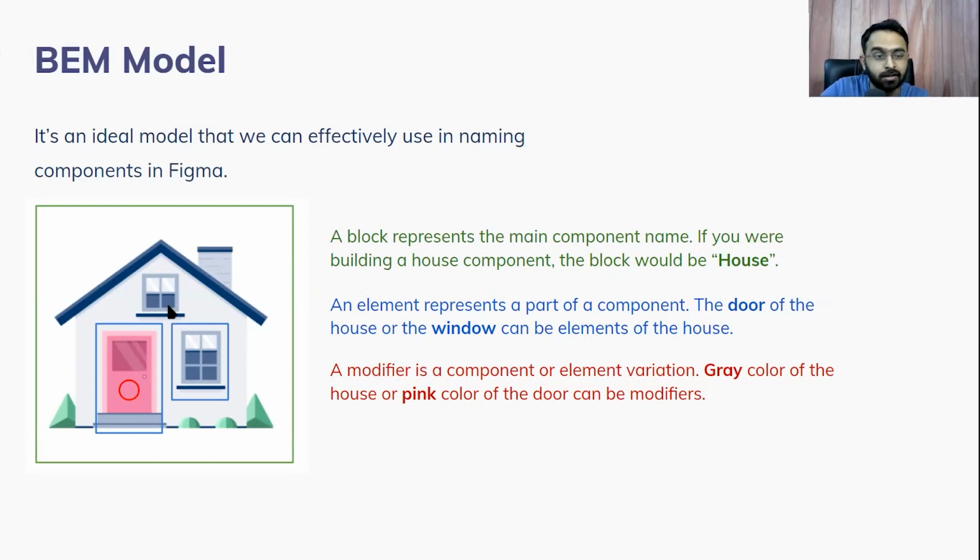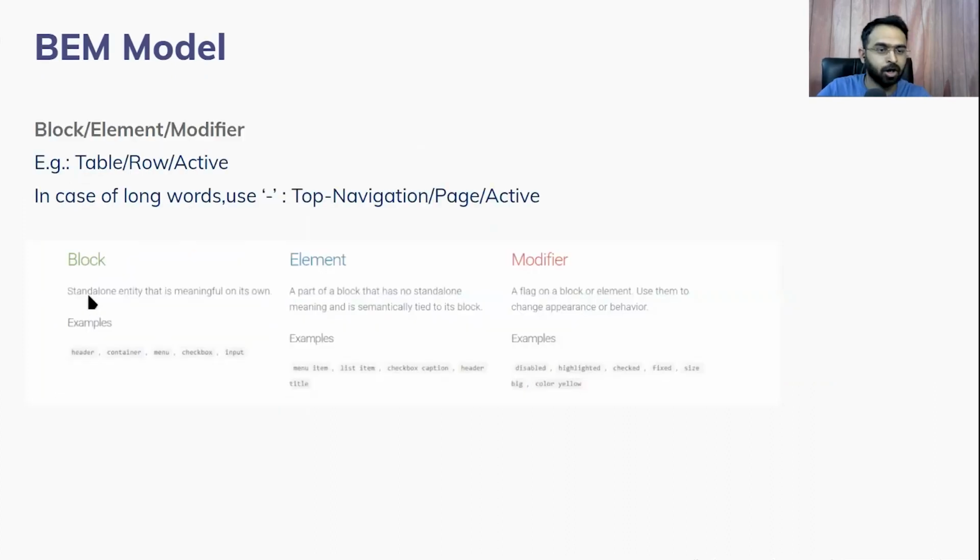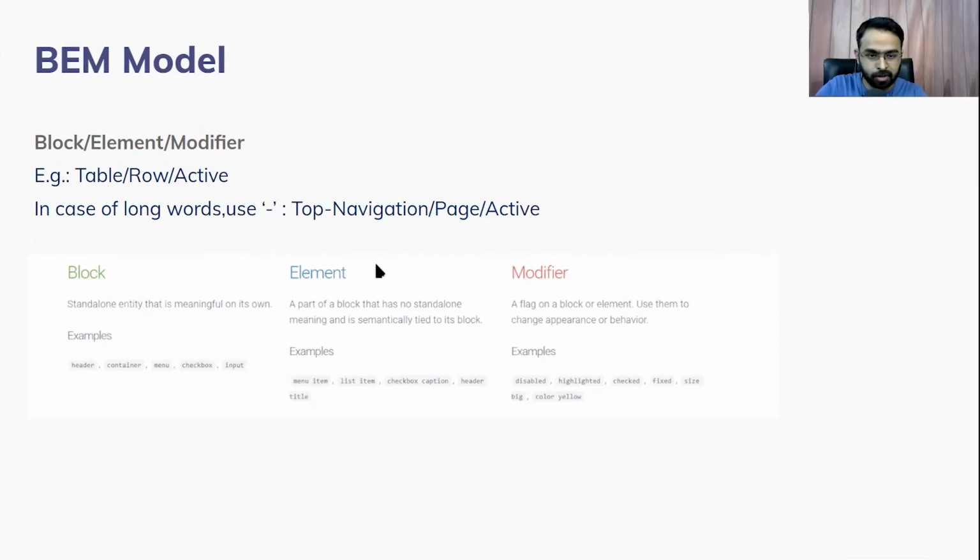And then the color of the window, the color of the door. What are those? Those are modifiers. So let's take the example here. Block slash element slash modifier. For example, if you are creating a table, then table is the block. A row of it is an element, and modifier is its state, whether it's active or disabled or clicked and all those things. So now let's go back to our Figma file, right?